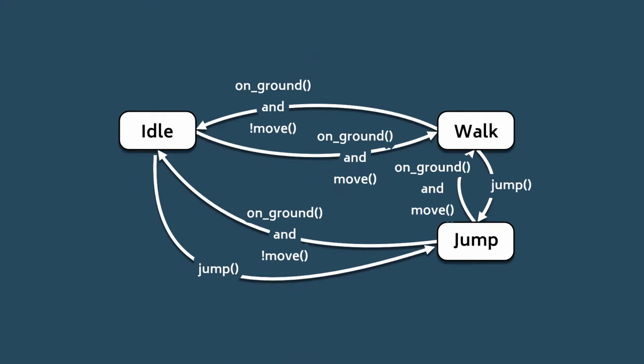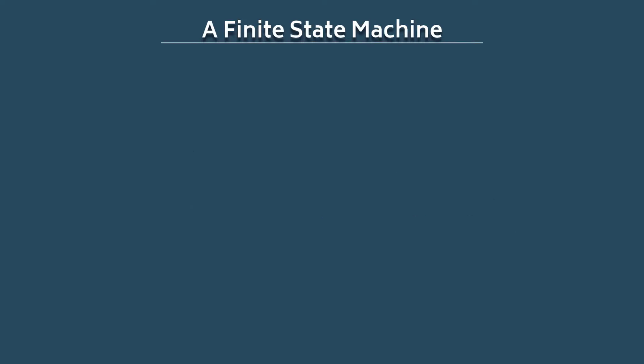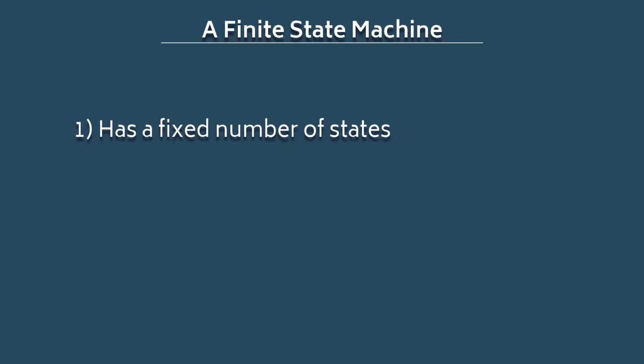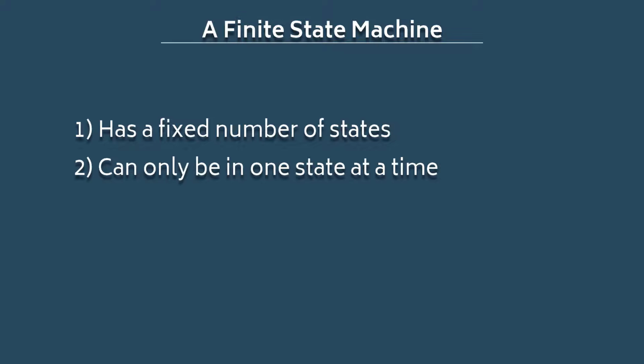But what we've just done with our flowcharts is describe a finite state machine, which can be summed up with a few simple rules. First, there is a fixed number of states our character can be in, such as idling, walking, jumping, etc. Secondly, the player can only be in one state at a time.